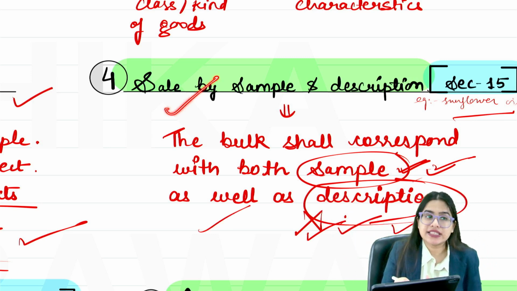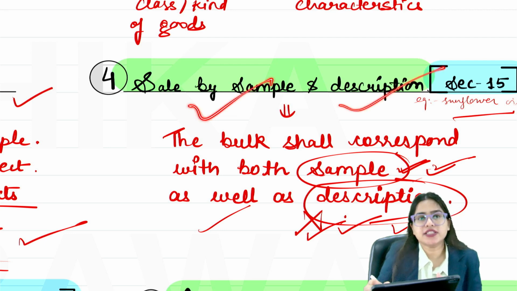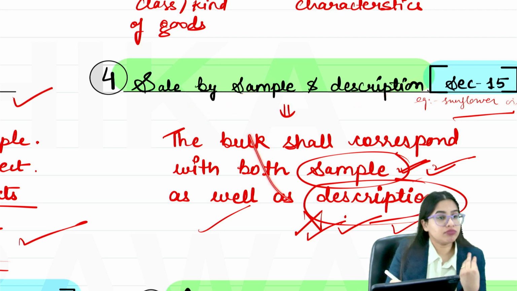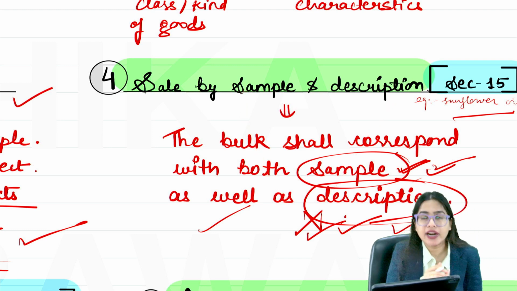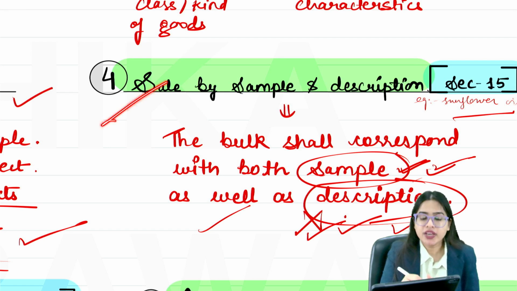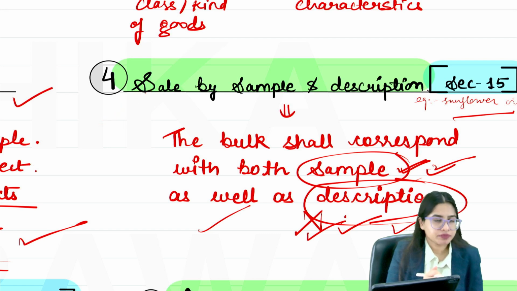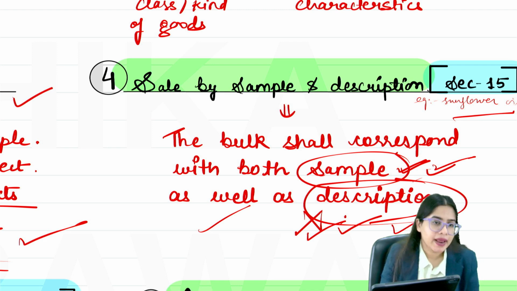So in case the sale is done by sample and description both, then the goods should be according to sample and description both. If it is not as per sample or not as per description, then you can cancel the contract and the buyer can claim the refund. Okay, this is your fourth breach of implied condition.